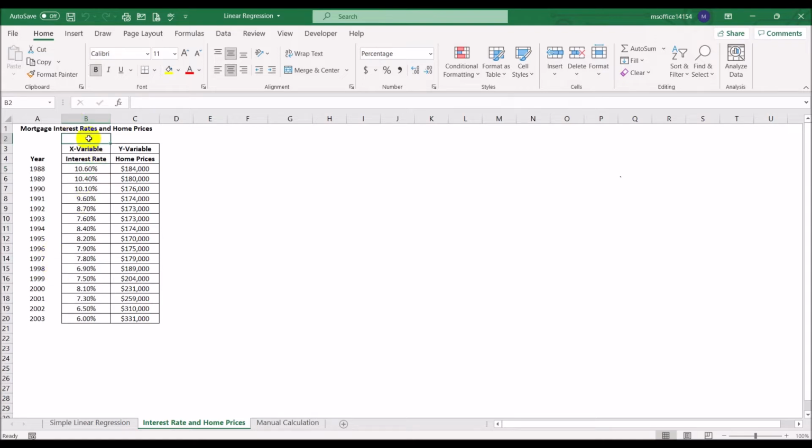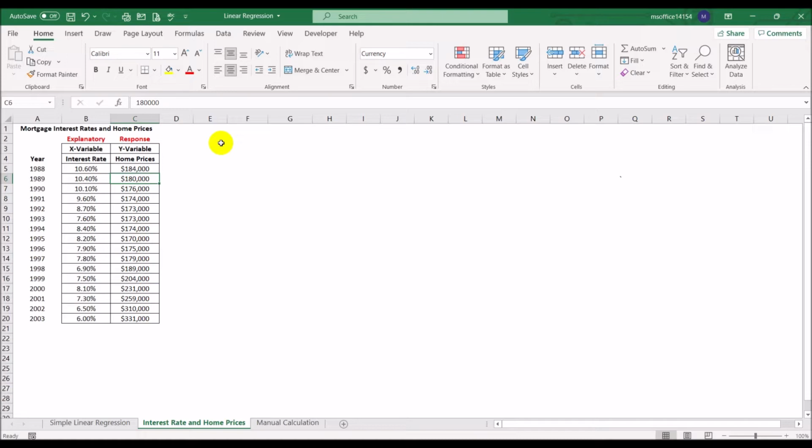Okay, so what we'll do is we will call this interest rate column the explanatory values, and this will be the response values. What that means is the interest rates are going to explain the home prices. For every change in the interest rate, it's going to affect the home price, and the response is going to come from the home prices. Okay, so we have this basic data.